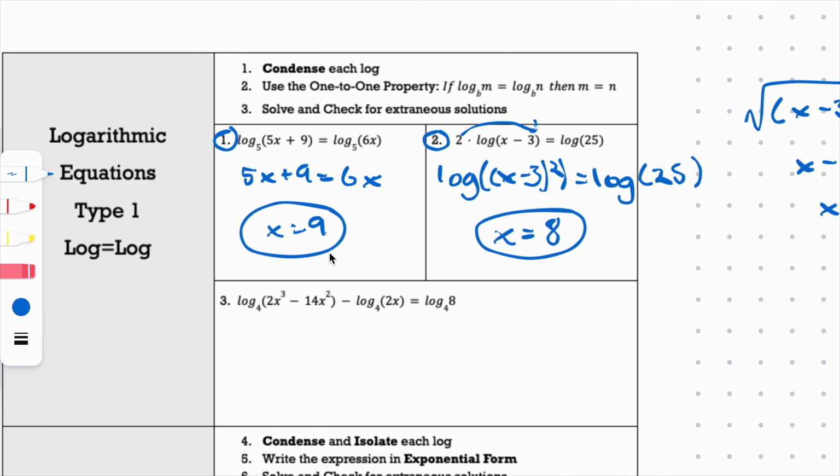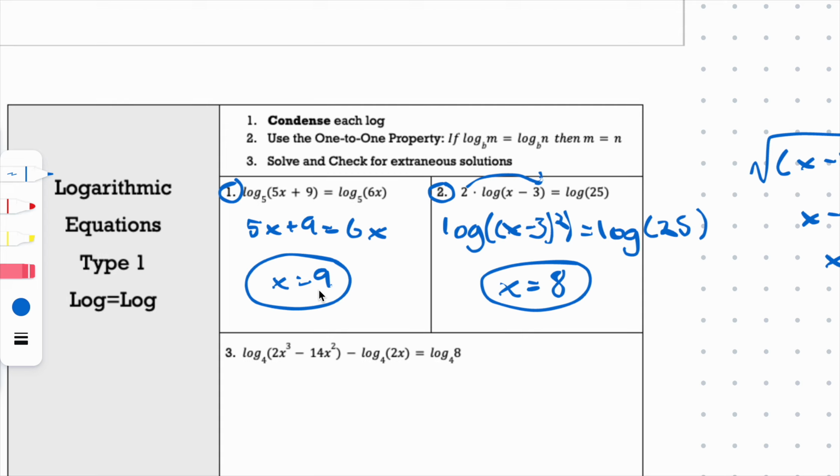Okay, so that's our first type when we have logs on both sides and they both have the same base. So we can just set the arguments equal to one another.